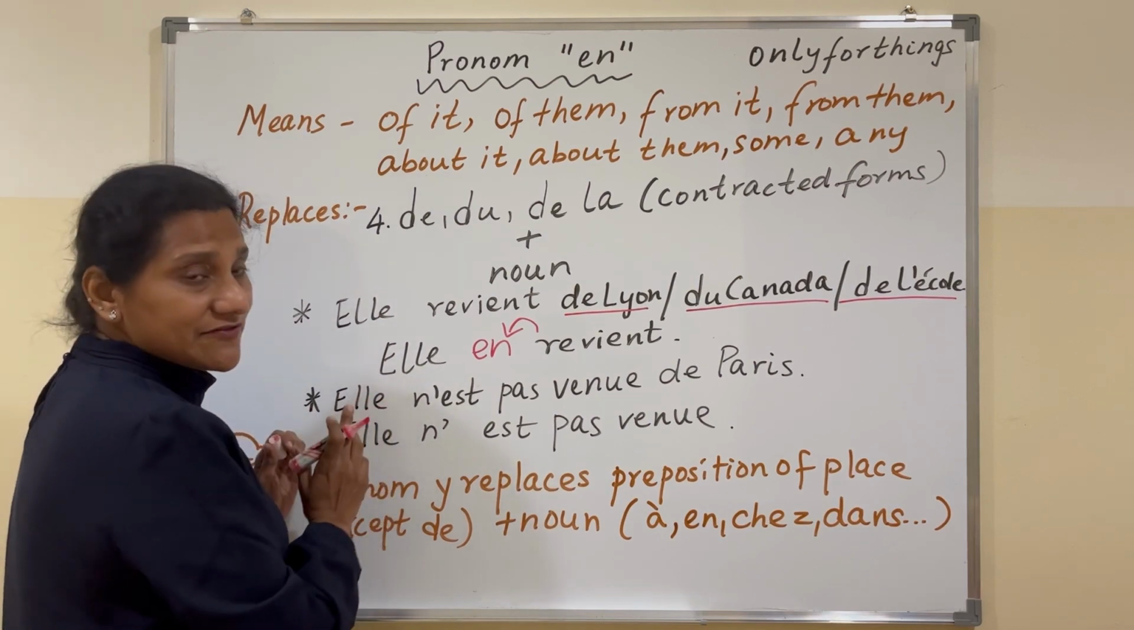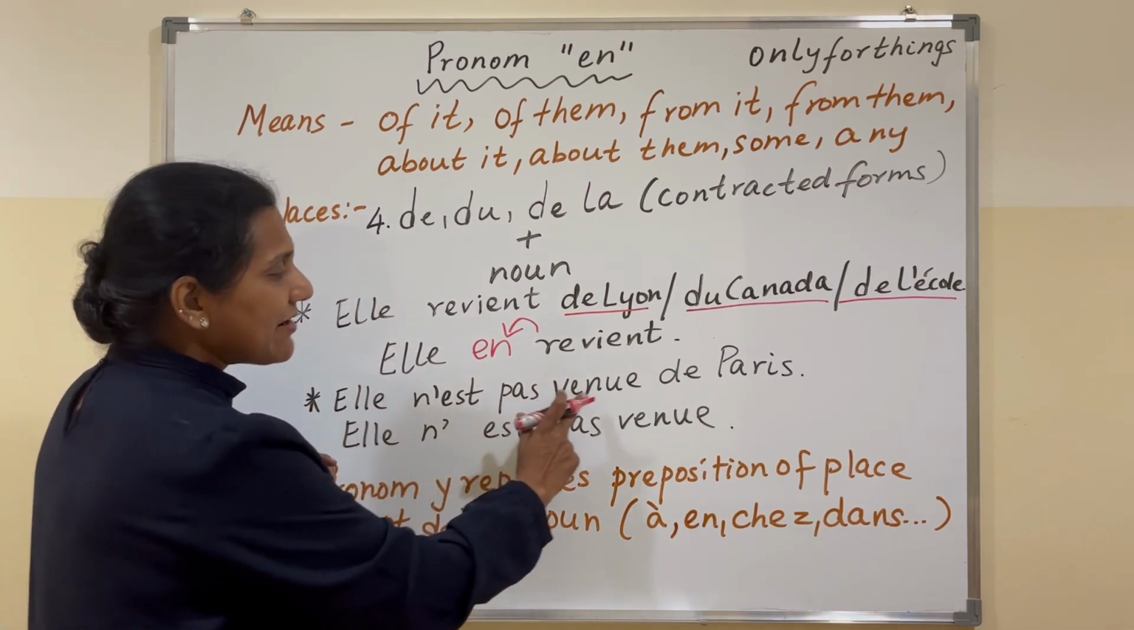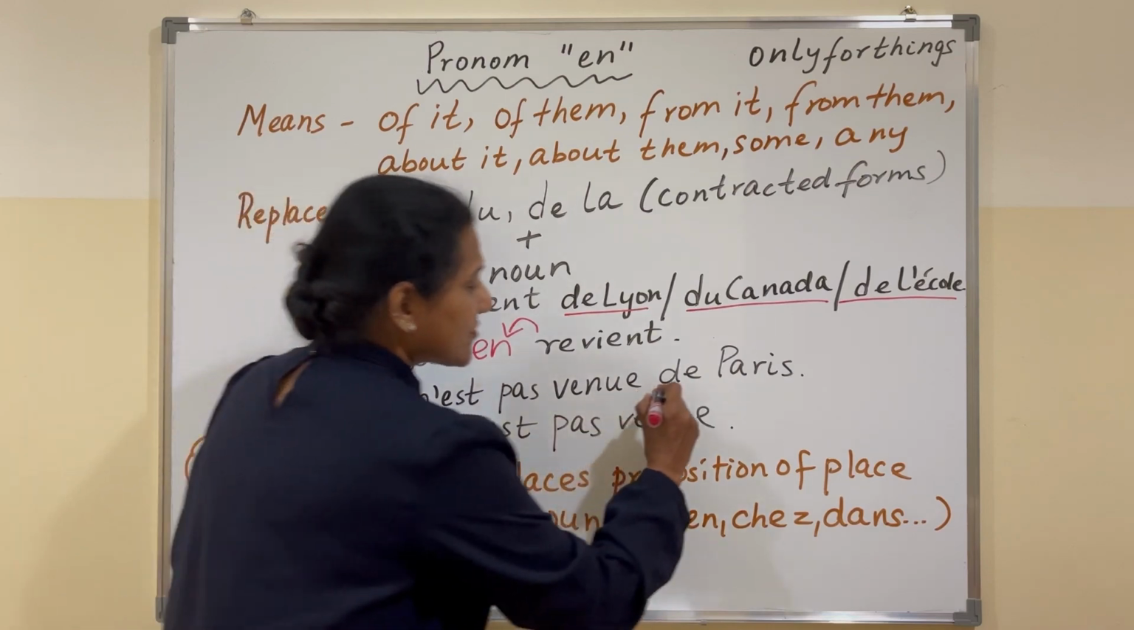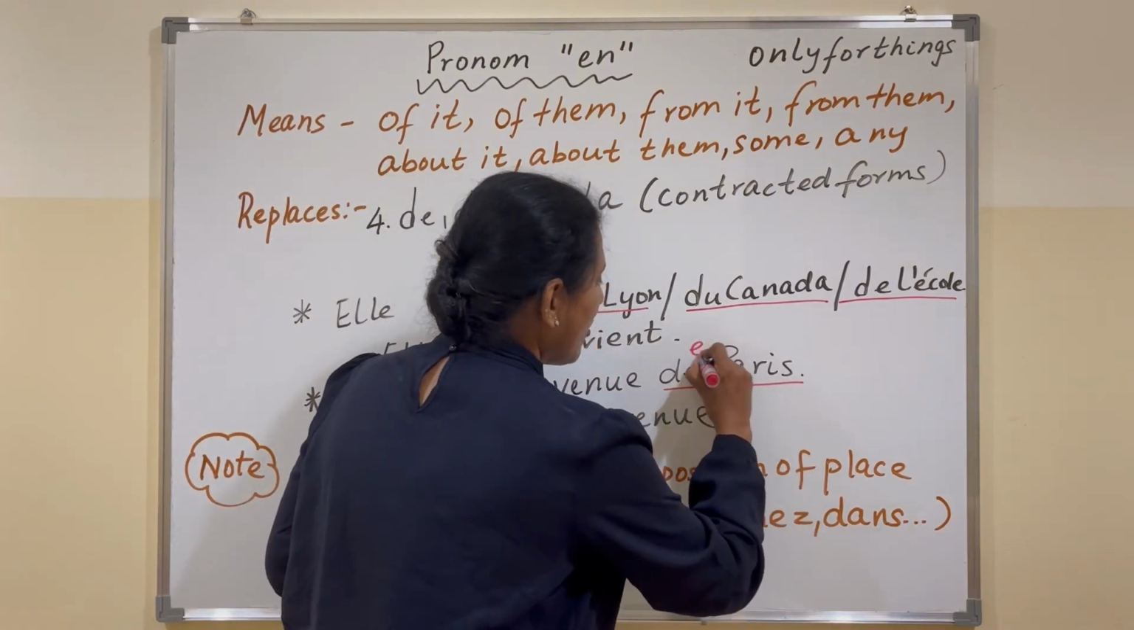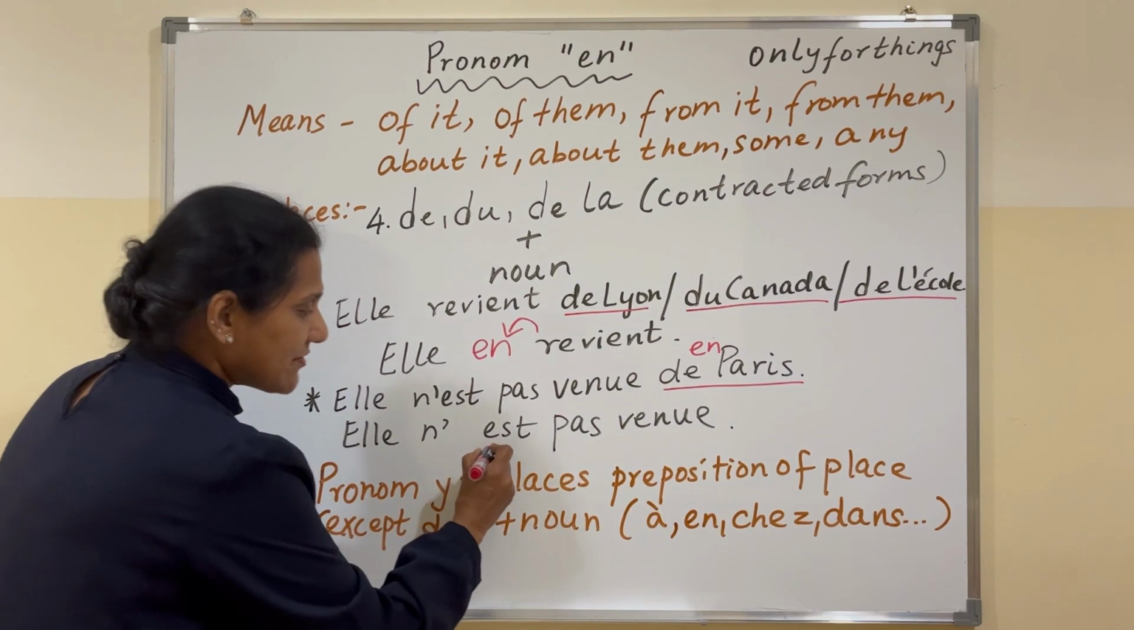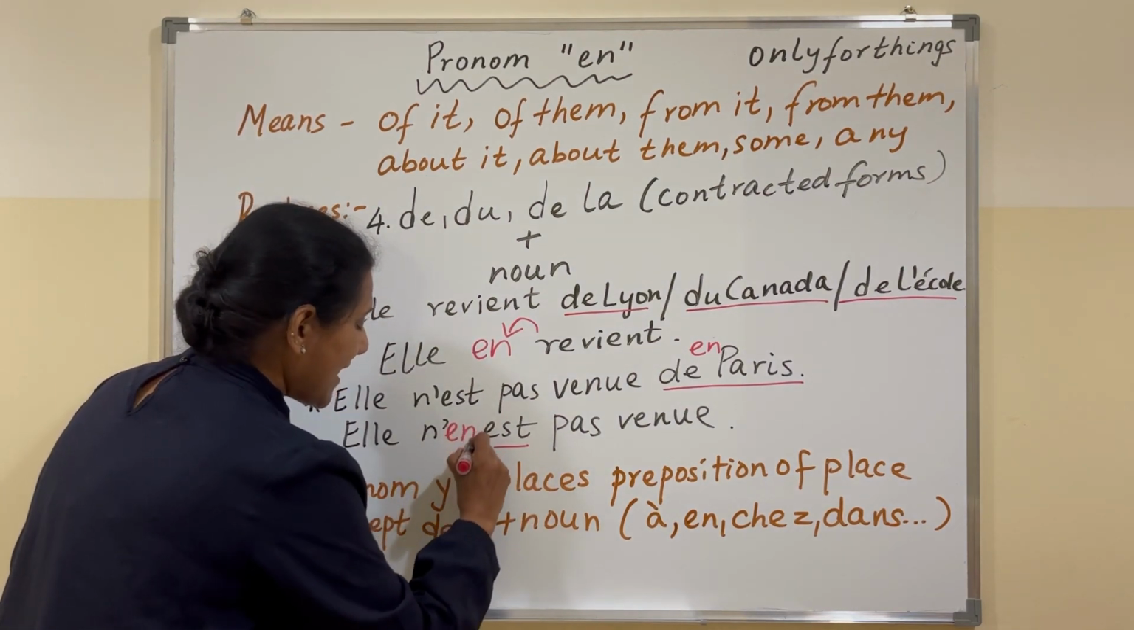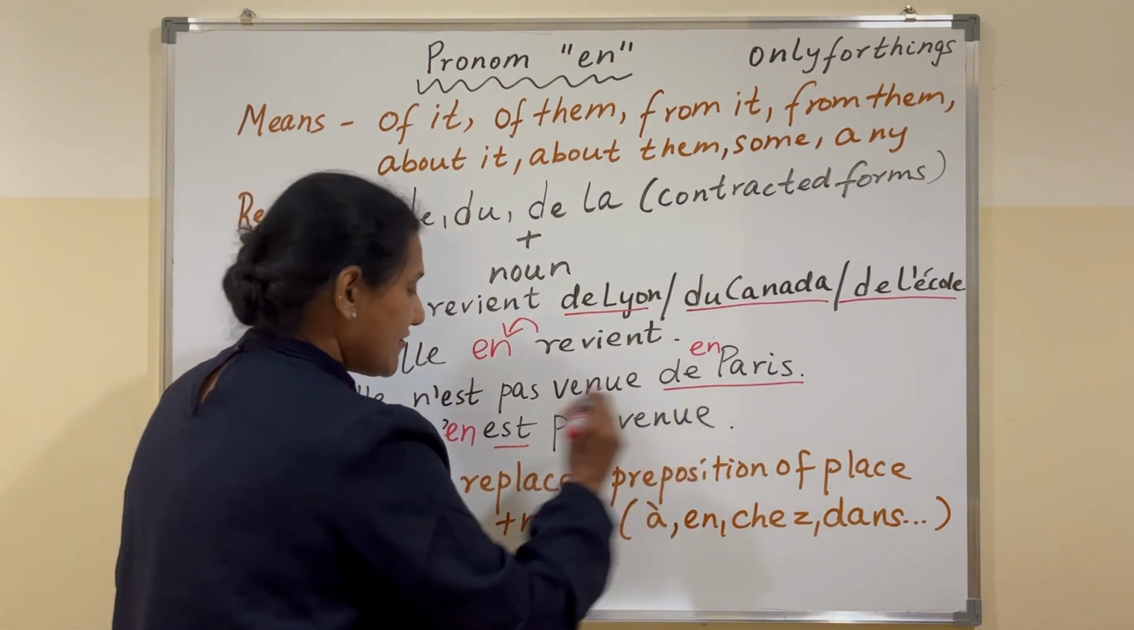Let's take an example of a negative sentence. Elle n'est pas venue de Paris. So, de Paris is replaced by en. It will be placed before the auxiliary verb. So, elle n'en est pas venue.